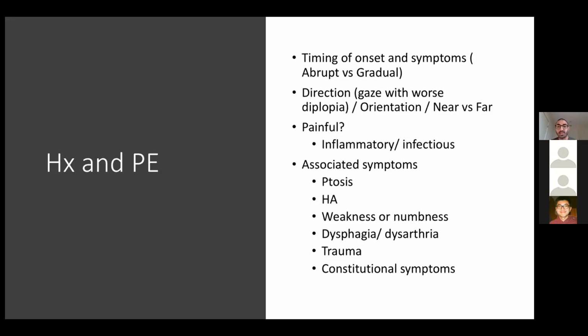And then the direction of diplopia, so mainly the gaze: was it on the lateral side, was it the medial side? And then orientation, asking the patient, do you see vertical diplopia, images above each other, or next to each other in horizontal diplopia? And then near versus far, it could be quite a good differentiating piece of data as we will see. And then a simple question, is it painful or not? If it's painful, it suggests an inflammatory or an infectious process. And then other associated symptoms: ptosis, headache, weakness, etc.